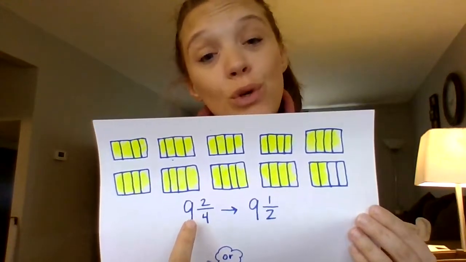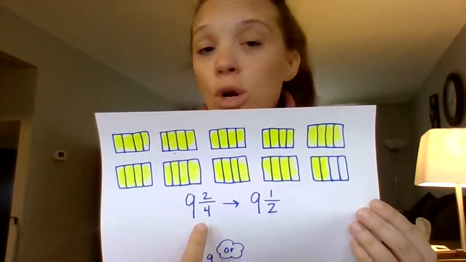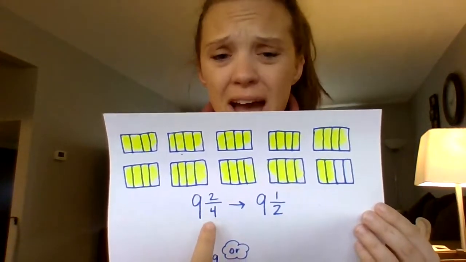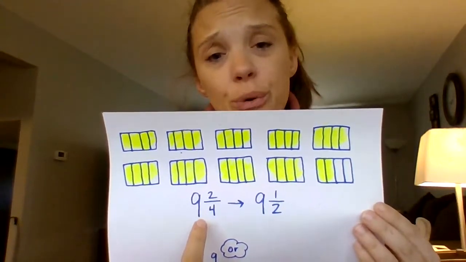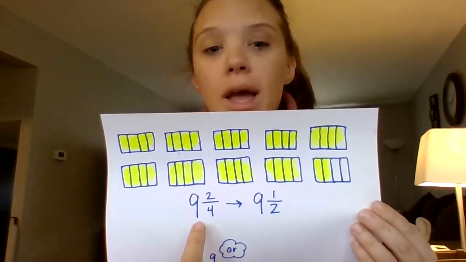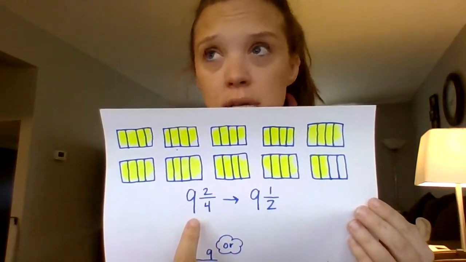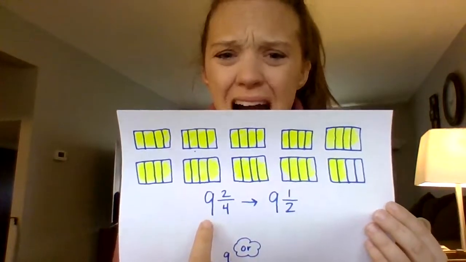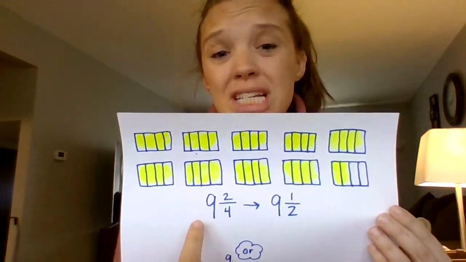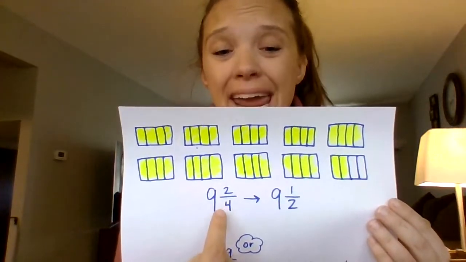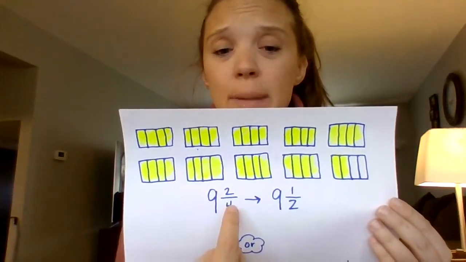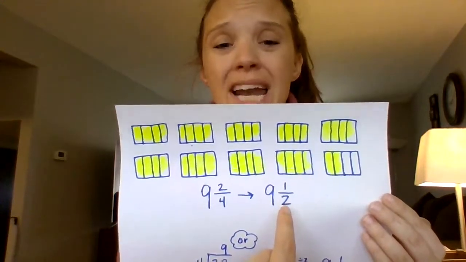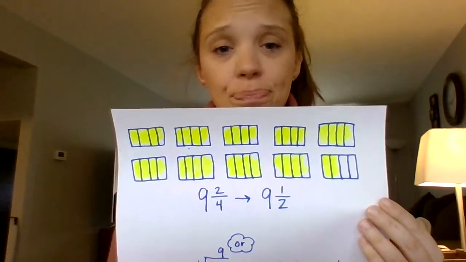Now, from what you recall from last chapter, 2 fourths is not in its simplest form. I can find the greatest common factor. So if I list the factors of 2, 1 times 2, and the factors of 4, 1 times 4, 2 times 2. Well, the greatest factor that those numbers have in common is 2. So I'm going to use that GCF to divide my numerator and my denominator. So 2 divided by 2 is 1, and 4 divided by 2 is 2. That's where I got 9 and 1/2 from.